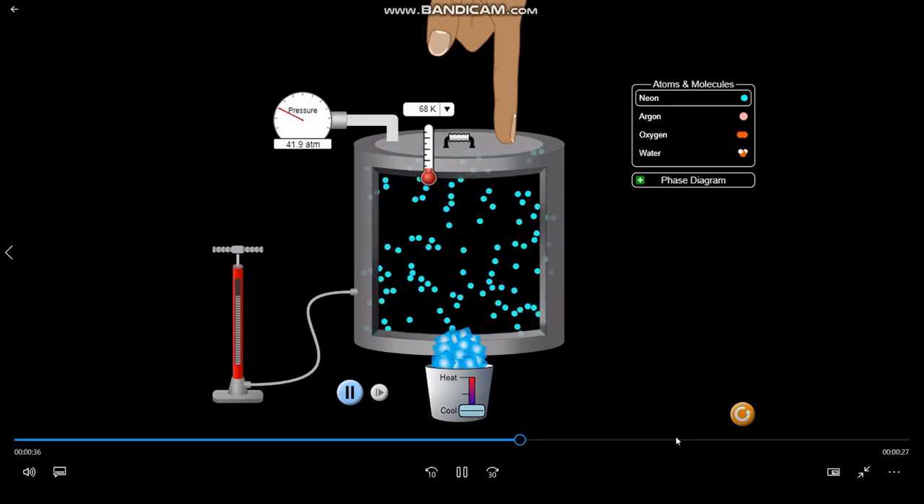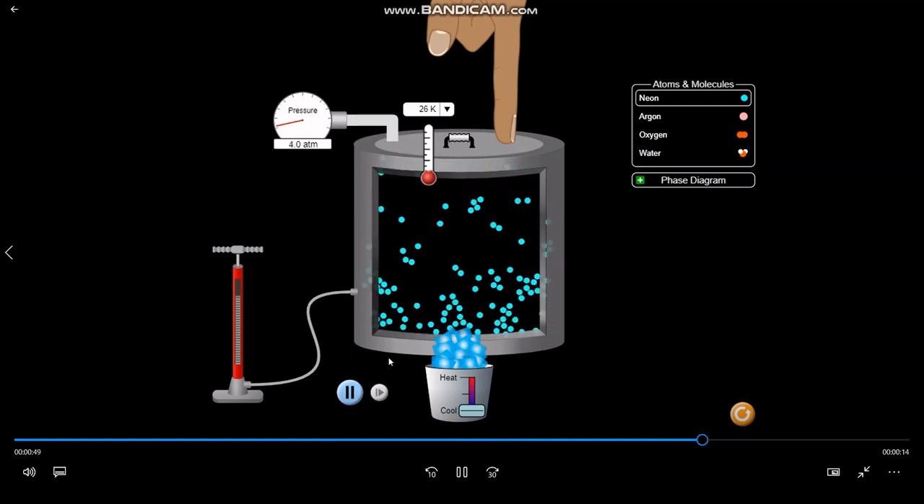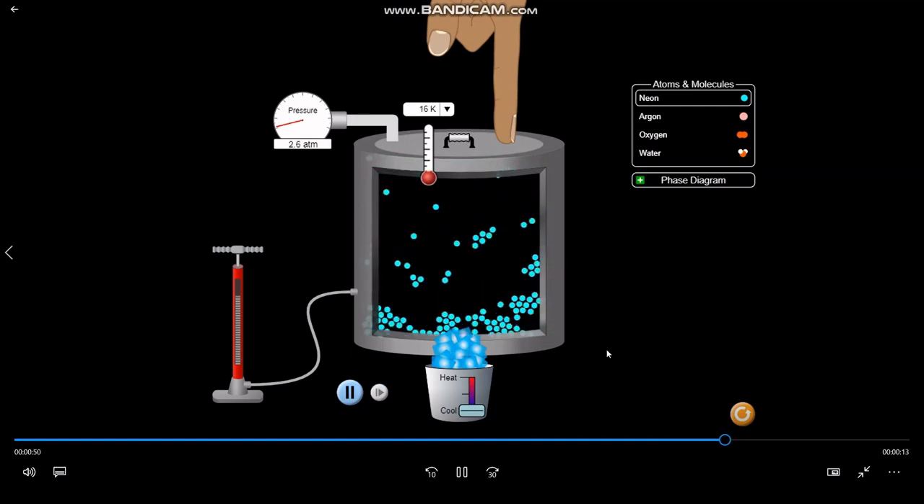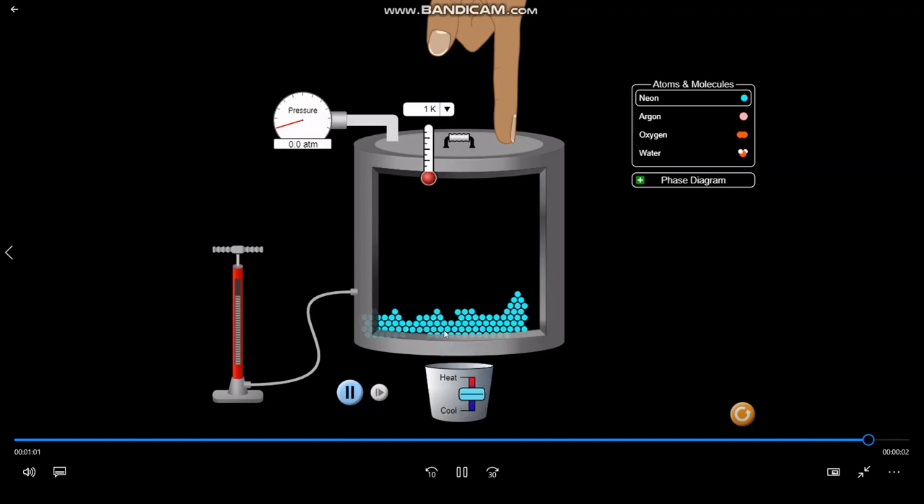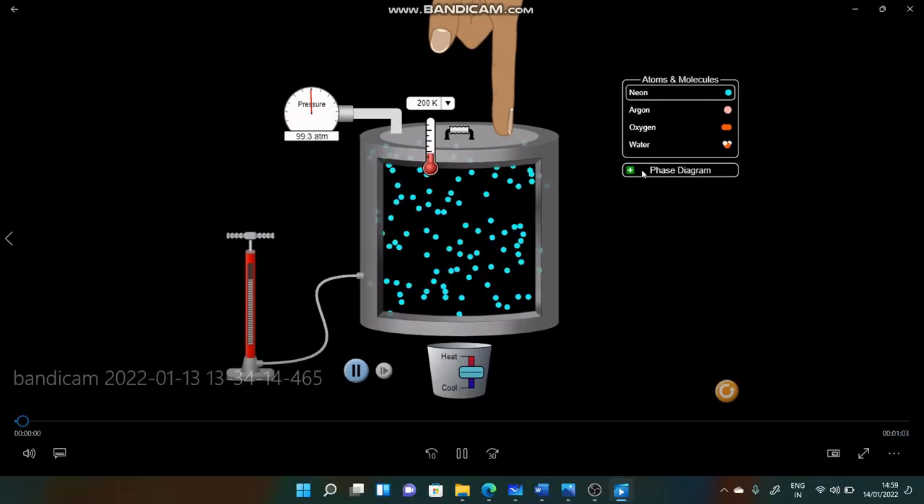At one point, when the heat is constantly reduced, the particles start to settle down at the bottom and form a solid, which is what these particles are doing right now. Now, these particles are just vibrating because they are in solid state.